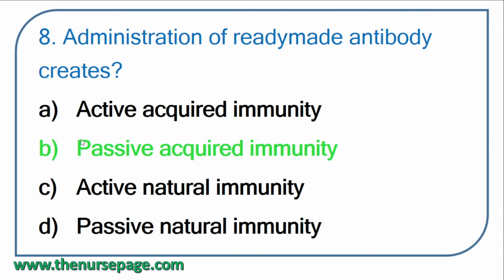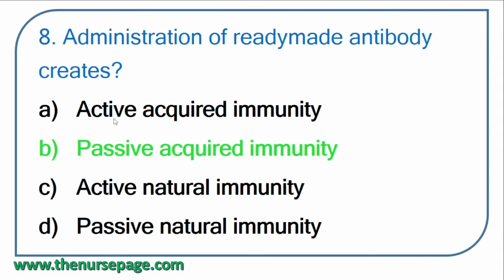Because of that, it is known as passive acquired immunity. After creating the antibodies outside, they are administered to the person. That is why it is known as passive acquired immunity. In active acquired immunity, the antibodies are acquired, meaning after an infection the body actively produces the antibodies. Then it is known as active acquired immunity.